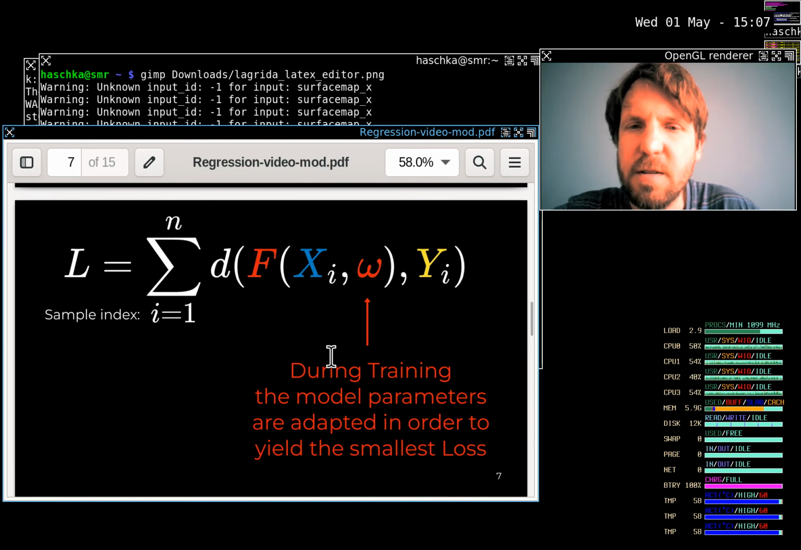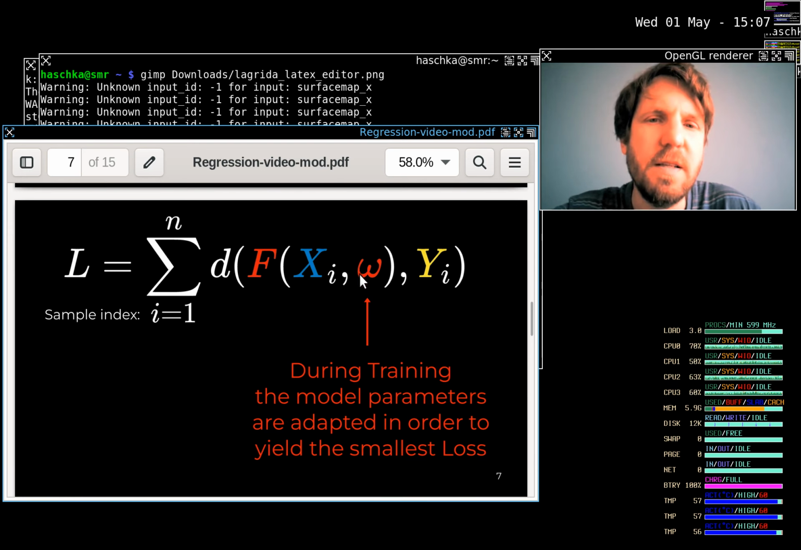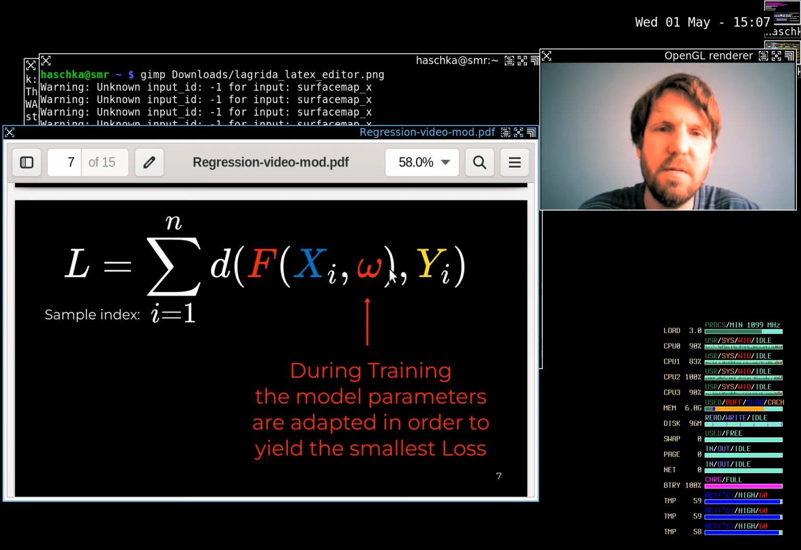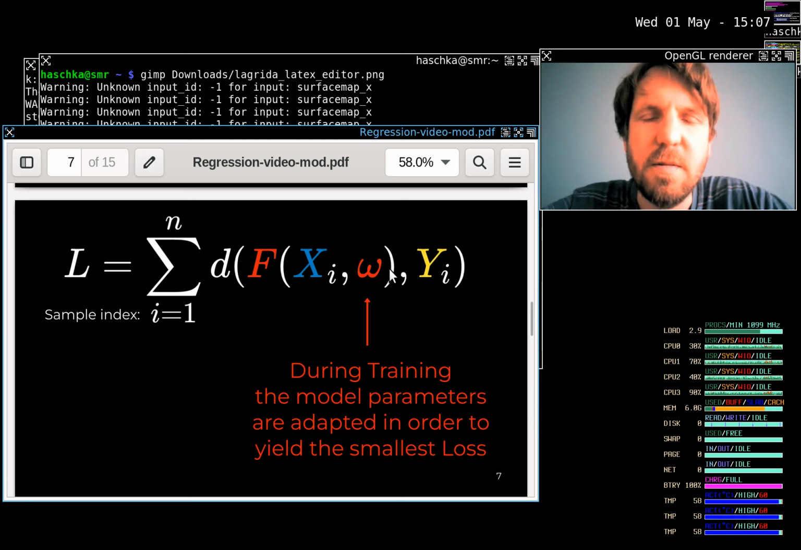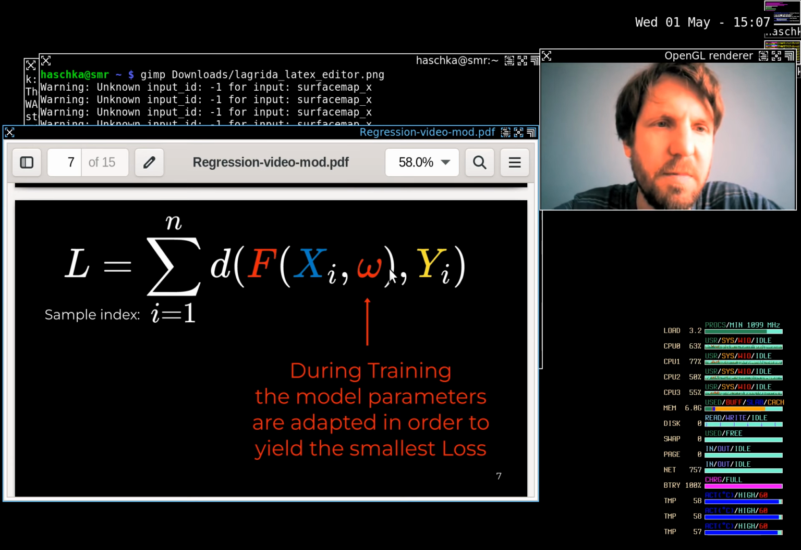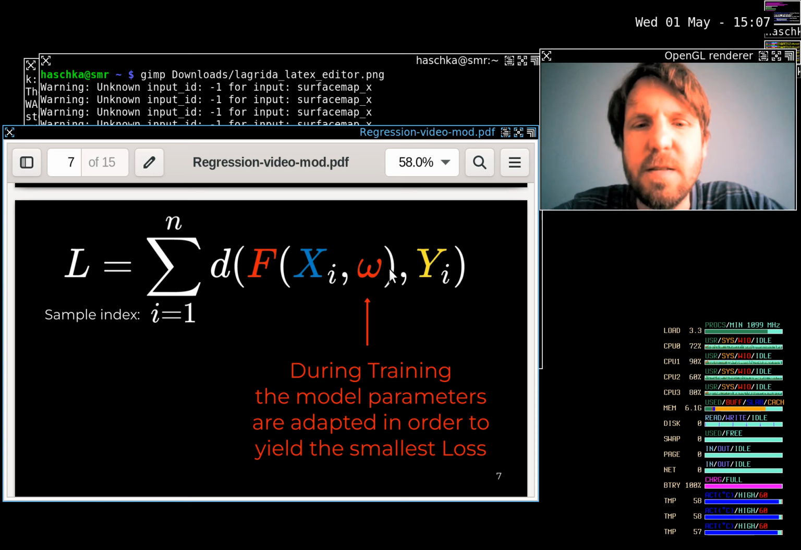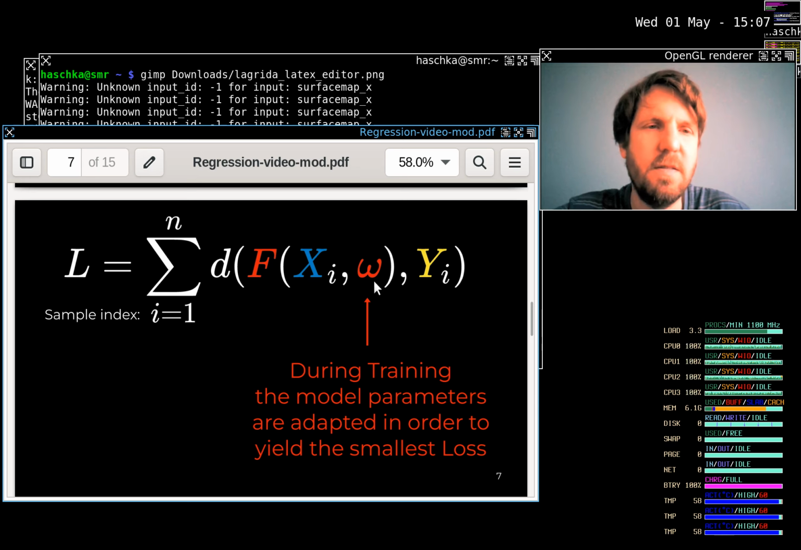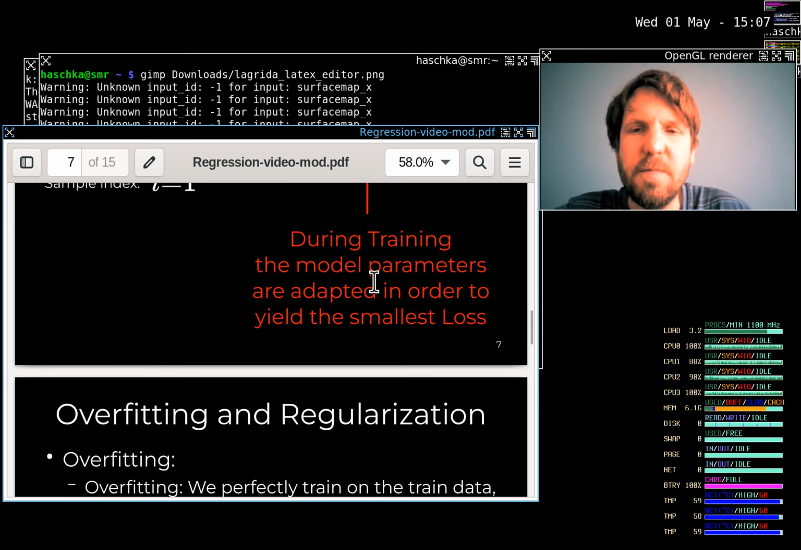We want to continue in our course. How do we minimize this loss function? Well, we adapt these model parameters. Of course, if you fit the curve, A and B for the linear case; for other cases, this can be way more complicated. But basically, you have model parameters that you adapt in order to make your regression problem work. And you minimize this L by adapting these omega values. Okay, so far so good.